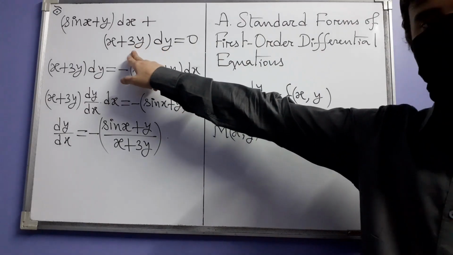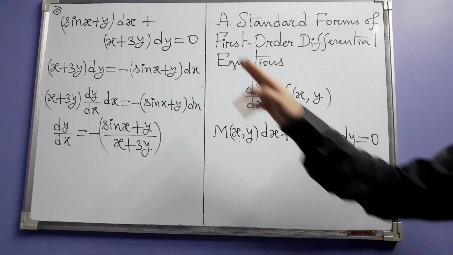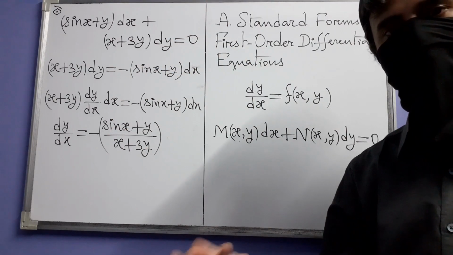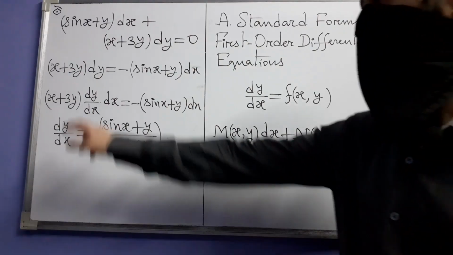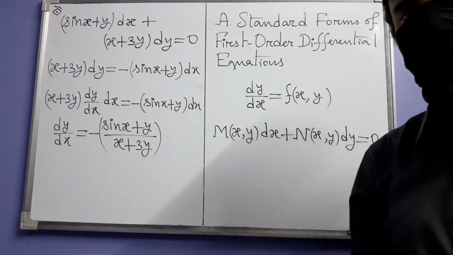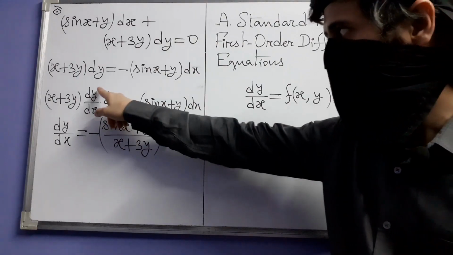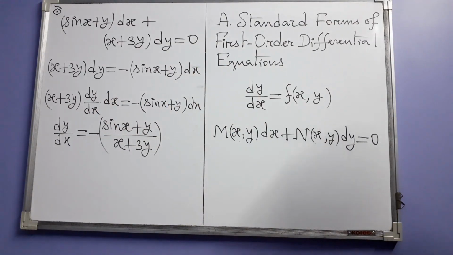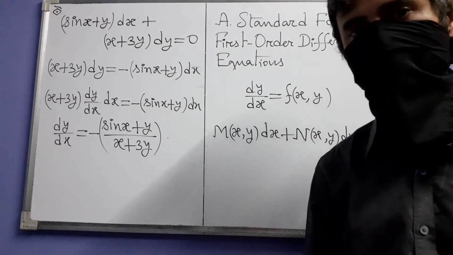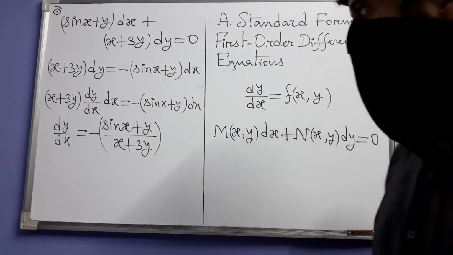So this second equation is in the differential form, in the second form: sin(x plus y) times dx plus (x plus 3y) times dy is equal to 0. So we first bring that over to this side, so it becomes minus of this. And then we write what dy means. dy means dy/dx times dx, where we should not forget that this is not a ratio. This is the derivative of y with respect to x. It's a function of x again.